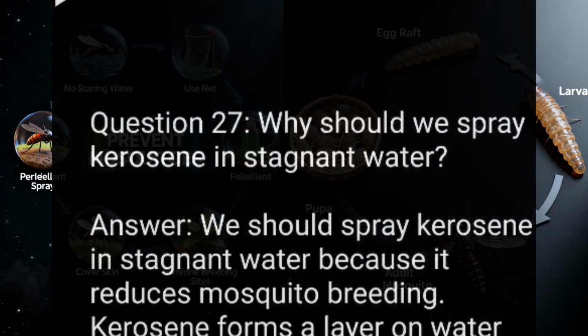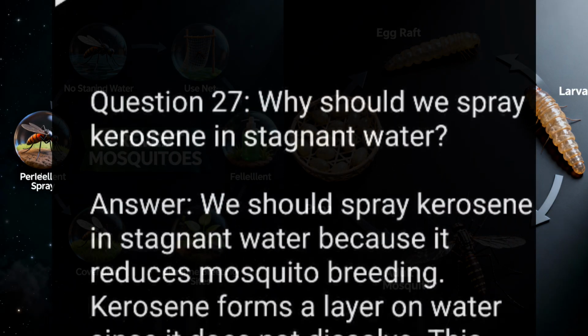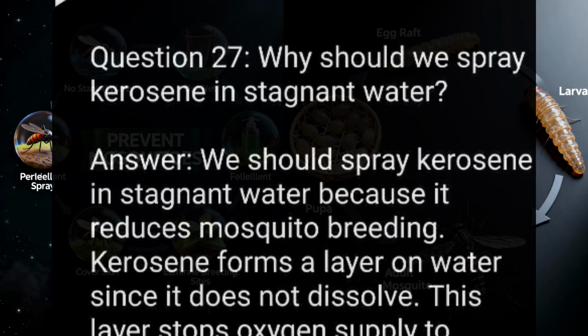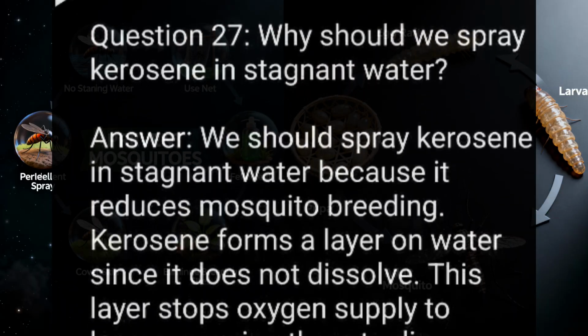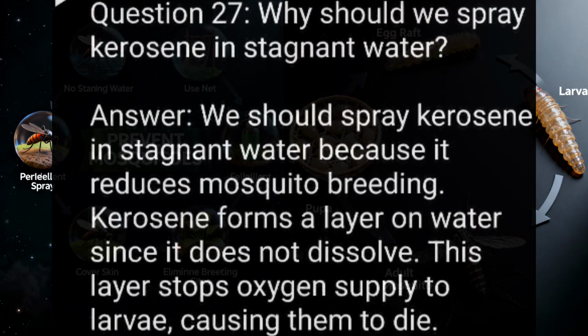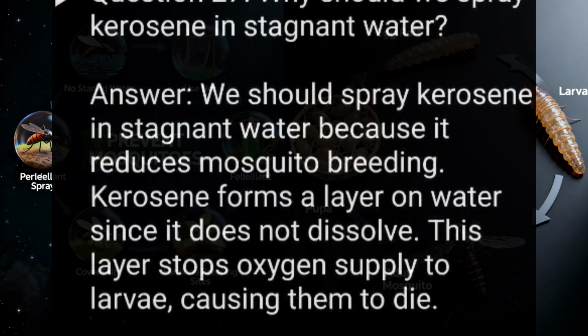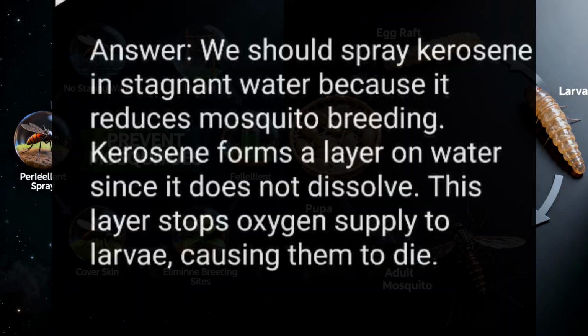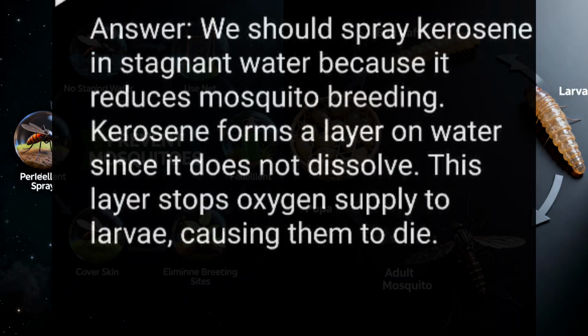This destroys mosquito larvae. Question 27. Why should we spray kerosene in stagnant water? Answer. We should spray kerosene in stagnant water because it reduces mosquito breeding. Kerosene forms a layer on water since it does not dissolve. This layer stops oxygen supply to larvae, causing them to die.